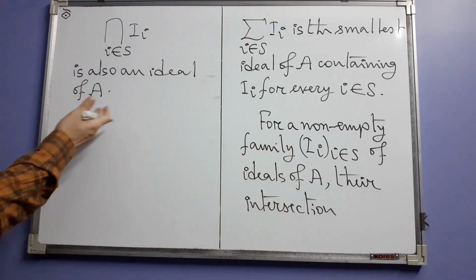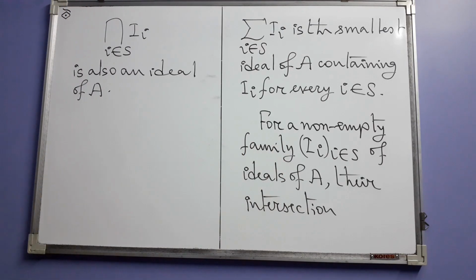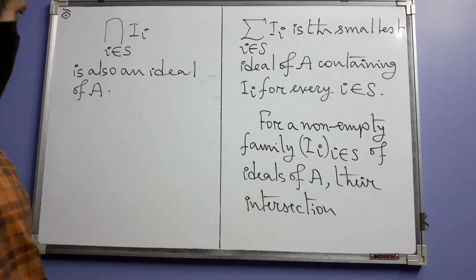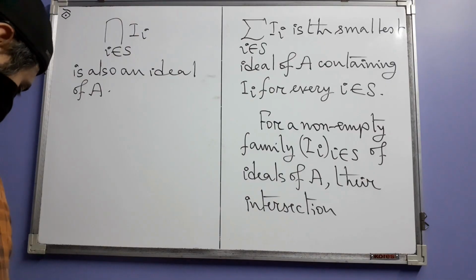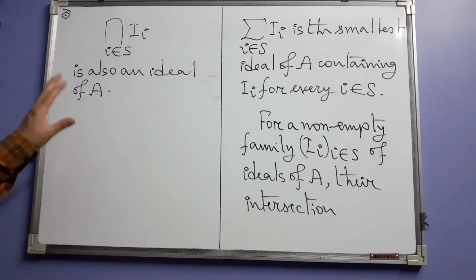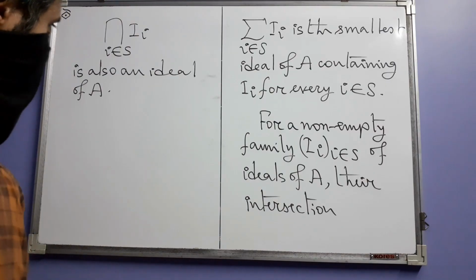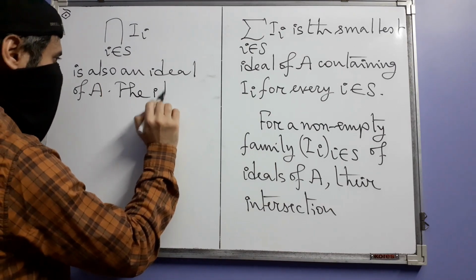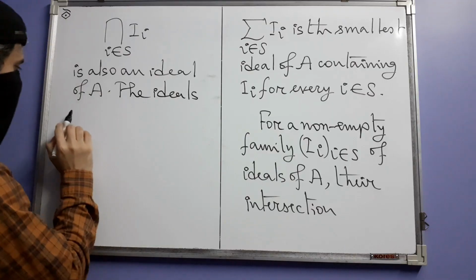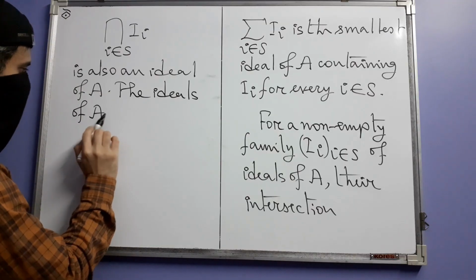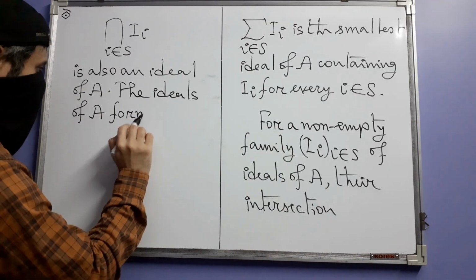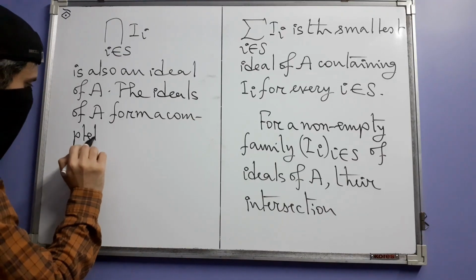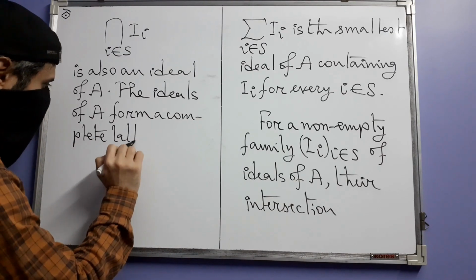So this is a fact we already know, and in fact we know this fact in this generality, in this general form. And because of this, the ideals of A form a complete lattice.